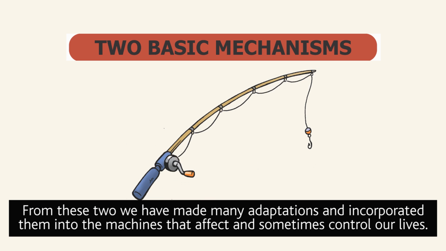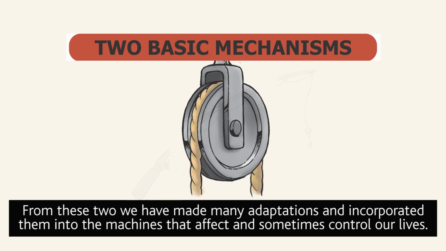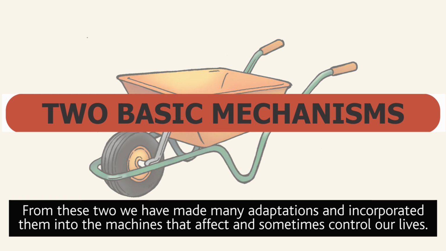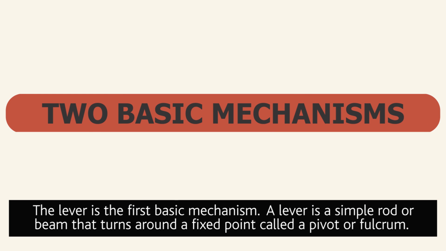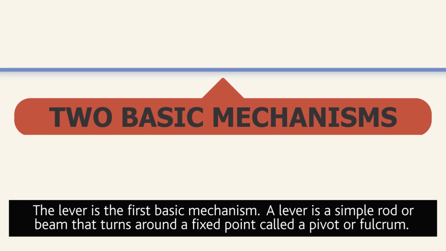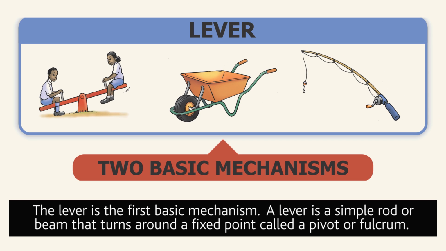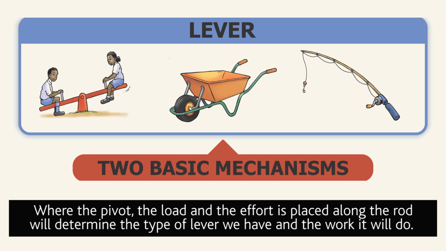From these two, we have made many adaptations and incorporated them into the machines that affect and sometimes control our lives. The lever is the first basic mechanism. A lever is a simple rod or beam that turns around a fixed point called a pivot or fulcrum. Where the pivot, the load and the effort is placed along the rod will determine the type of lever we have and the work it will do.